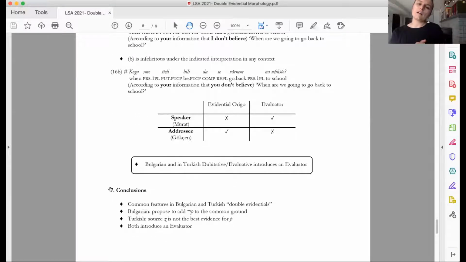What comes out of this investigation of this double evidential construction is that the Bulgarian and Turkish dubitatives or evaluatives have slightly different meanings, but the one property they seem to share is that they introduce this new indexical element to the structure, which I call the evaluator. And thank you. I hope I did not run over time too much.